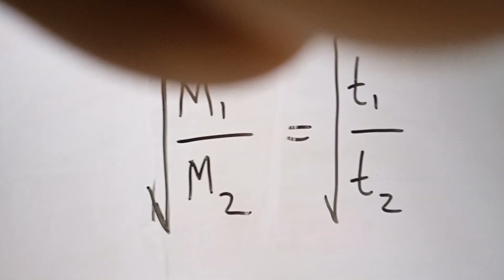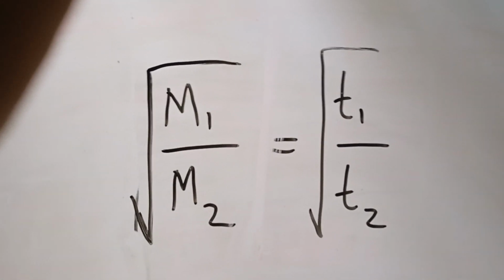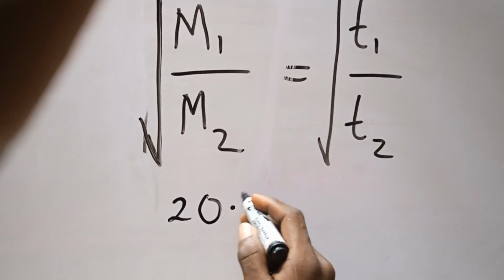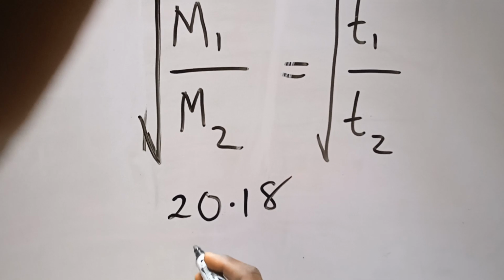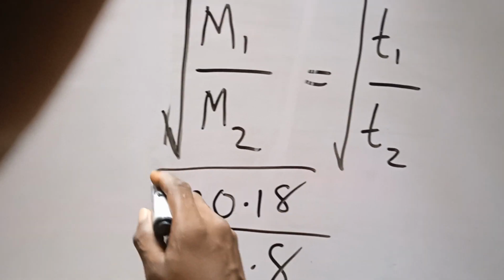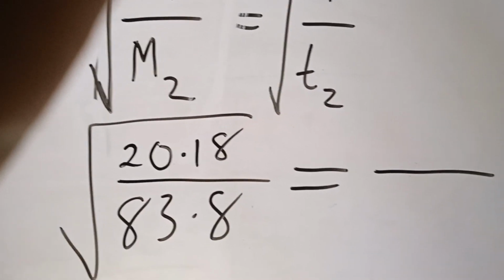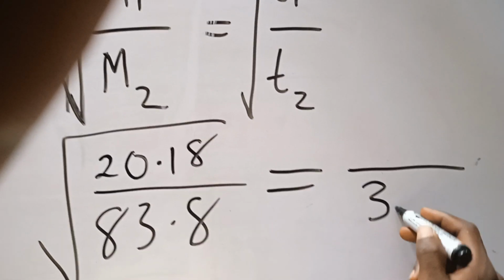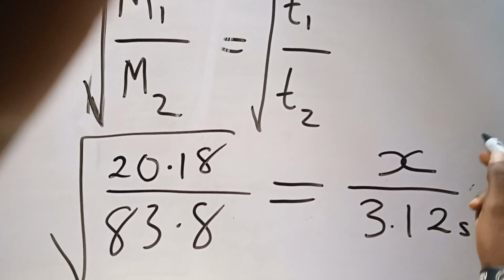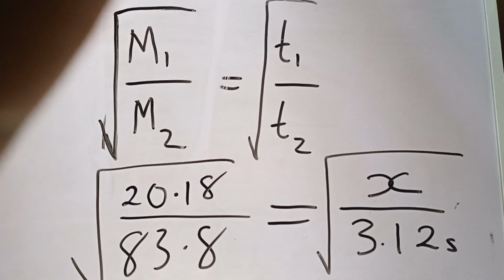So we know that the molar mass of neon is 20.18, and that the molar mass of krypton is 83.8, and the time it takes neon is 3.12 seconds, and that of neon we do not know. So I need you to go through this.